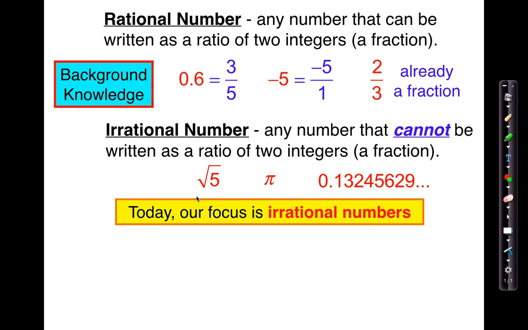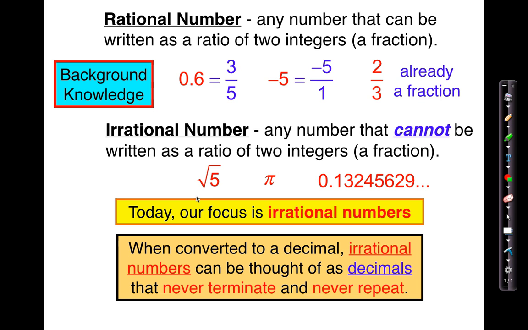So today our focus is going to be more on irrational numbers in comparison to the previous lesson that was more about rational numbers. Now, we did talk about how the two types of rational numbers we saw were terminating decimals and repeating decimals. In the same way, irrationals are numbers that cannot be written as a fraction. You could also think of them as numbers that do not terminate and do not repeat.